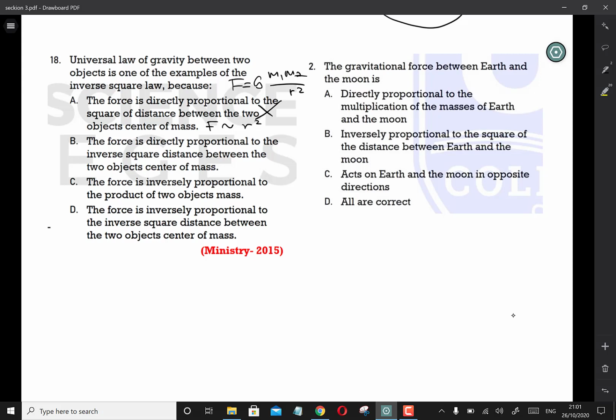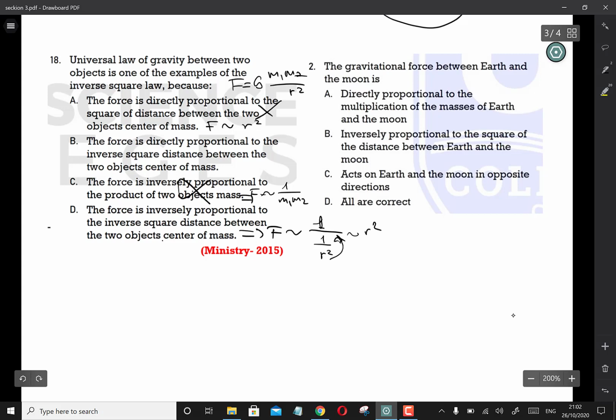C says the force is inversely proportional to the product of two masses. This says that force is proportional, but inversely, 1 over m1 times m2. This is also incorrect because m1 times m2 must be in the numerator, not the denominator. The force is inversely proportional to the inverse square of the distance between two objects, center of mass. This tells you force is inversely proportional to 1 over the inverse square of the separation, 1 over r squared. If you make it so it becomes r squared, it becomes proportional if you flip it upside down. So this is also incorrect.